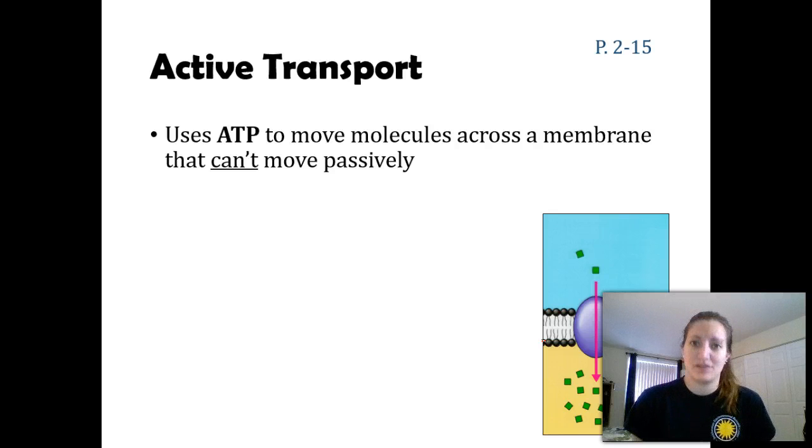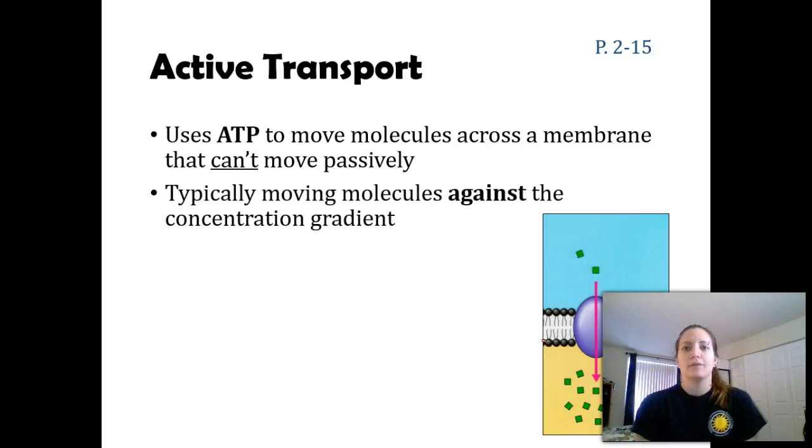Now, cells don't want to use energy. They want to keep that energy for other situations where it may be needed. So the only time it does this is if a molecule it needs, or needs to get rid of, won't move any other way. If it won't move passively, then the cell will make it move by undergoing active transport. A way to identify if something's going to move through passive or active transport is to look at the concentration gradient. Passive transport is high to low concentration, whereas active transport is from low to high concentration.